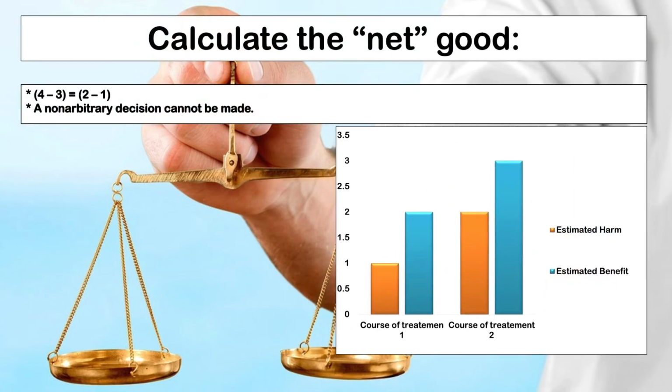So let's look at this other situation. So here we have projected outcomes for course of treatment 1, again, at potential risk at 1 and potential benefit at 2 in the first course of action. But in the second case, we have projected benefit of 4, but projected risk of 3. So if we use the calculus of estimating the net goods, we're going to subtract 3 from 4 for the second course of action. That's going to give us 1. And we're going to subtract 1 from 2 in the first case, which is going to again give us 1. So here the net benefit that comes from either of the treatments is equal. So we really can't make a non-arbitrary decision in this situation.